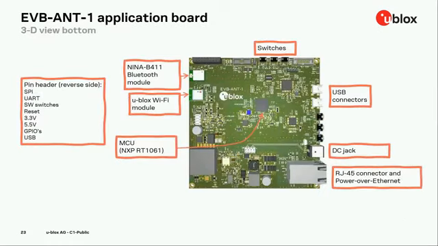A few more details about the application board that is included with the Explore Kit. It has a second Nina B411 Bluetooth module. It has a Wi-Fi module by u-blox, so that you can relay the angles and transport them wirelessly. Or if you prefer a wired connection, there's an RJ45 connector and power over Ethernet as well. There's a powerful MCU for which, as I said, we offer the source code so it can be modified and you can write your own applications, and various other things like connectors and switches. So as I said, this kit will be available in the beginning of next year.